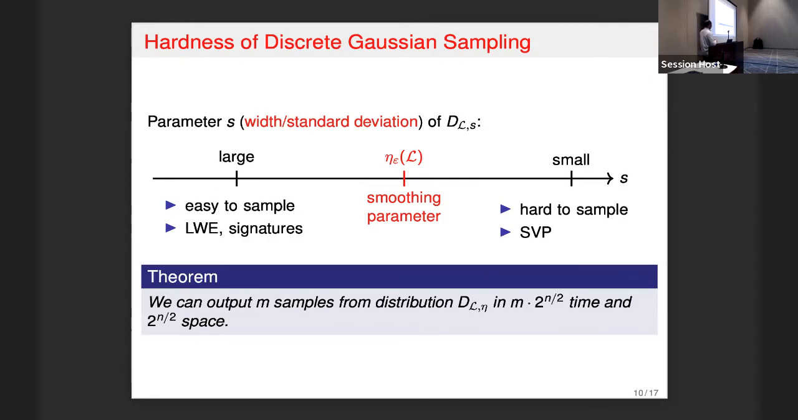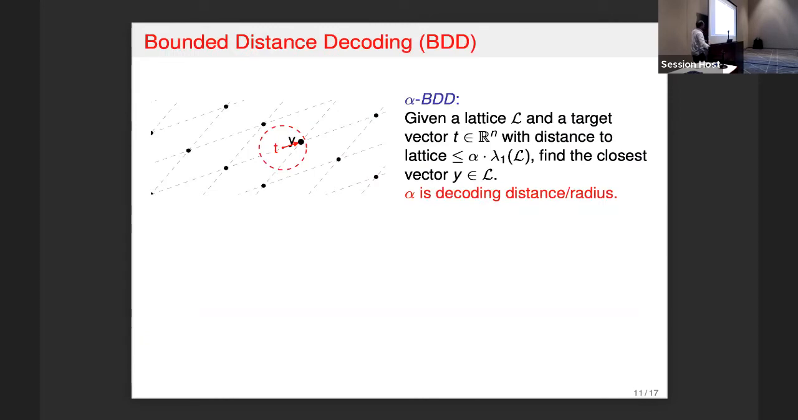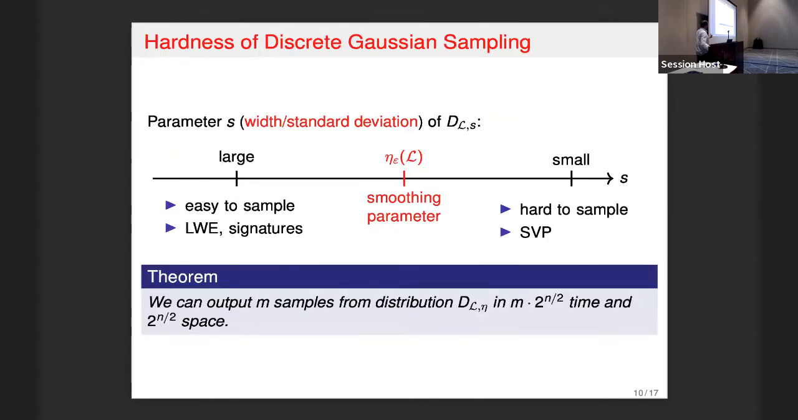So for discrete Gaussian sampling, we give an algorithm that can output m samples from the discrete Gaussian distribution at width smoothing parameter in m times 2 to the n over 2 time and 2 to the n over 2 space. So you can see the time complexity depends on the number of samples required. We will see how this algorithm helps us get a faster algorithm for SVP.